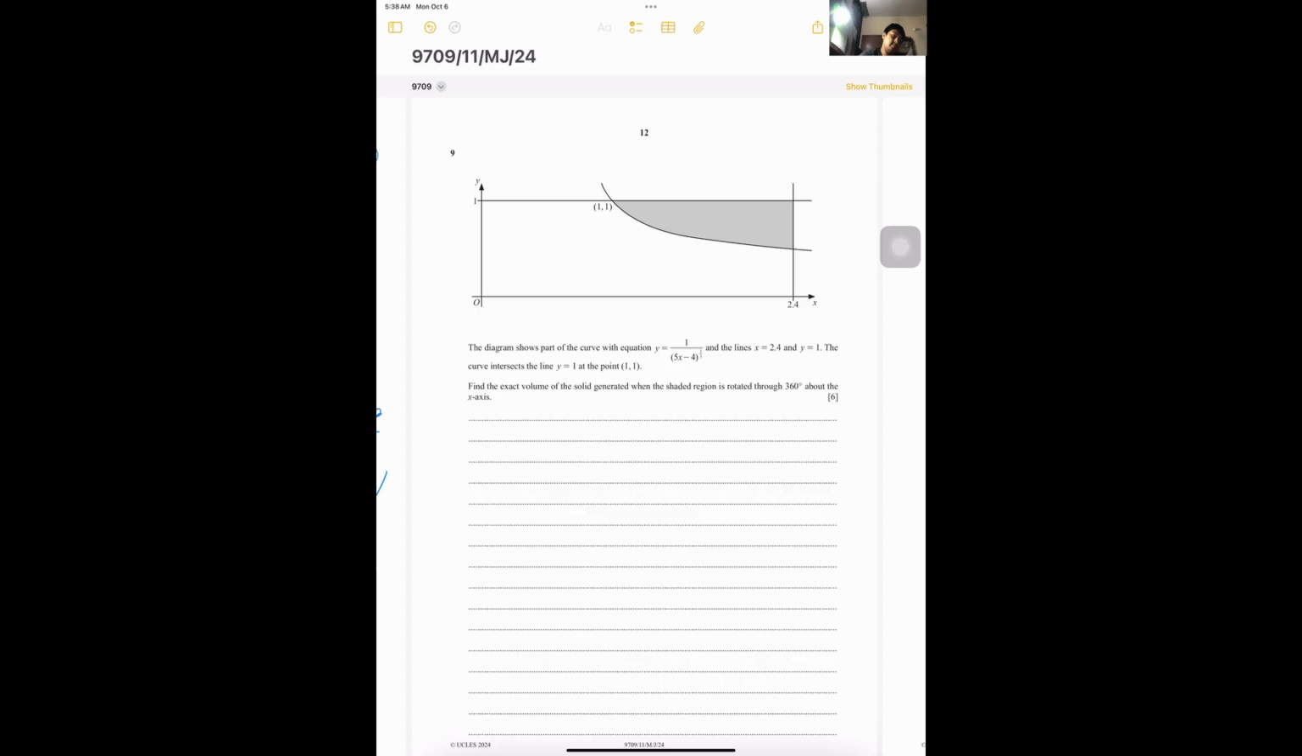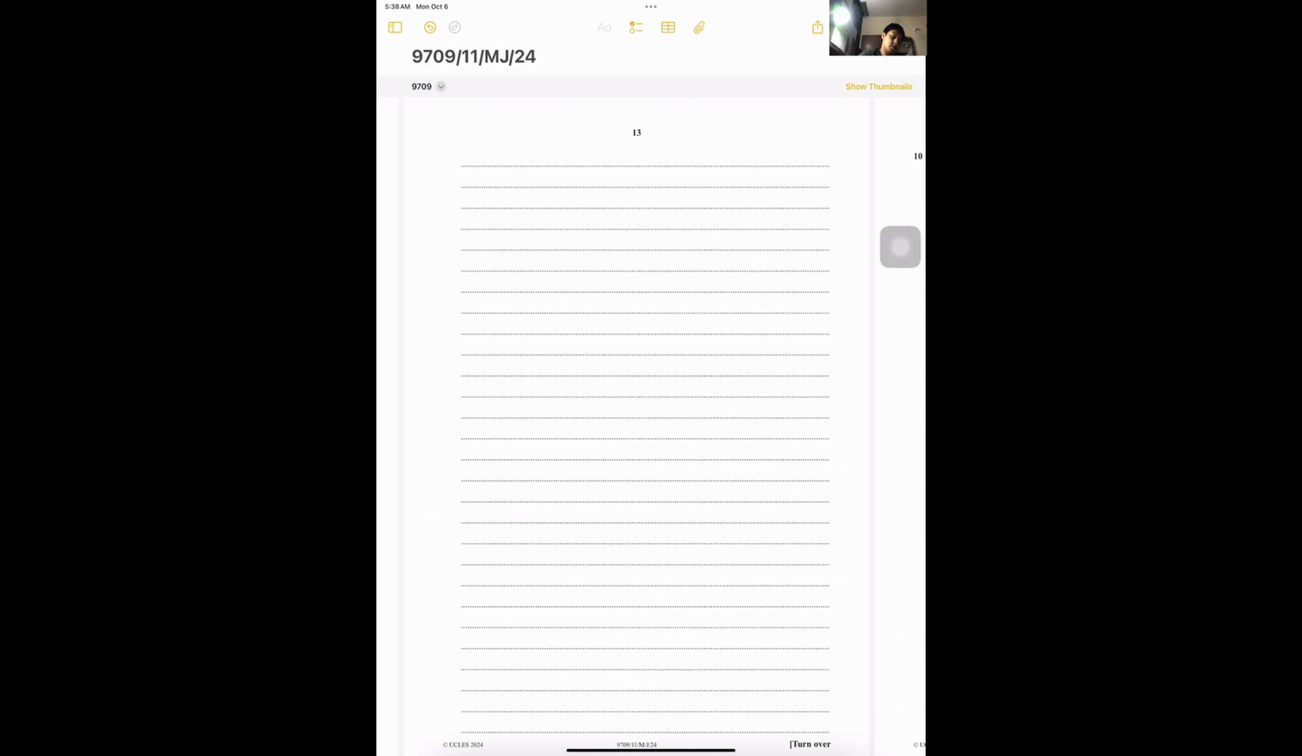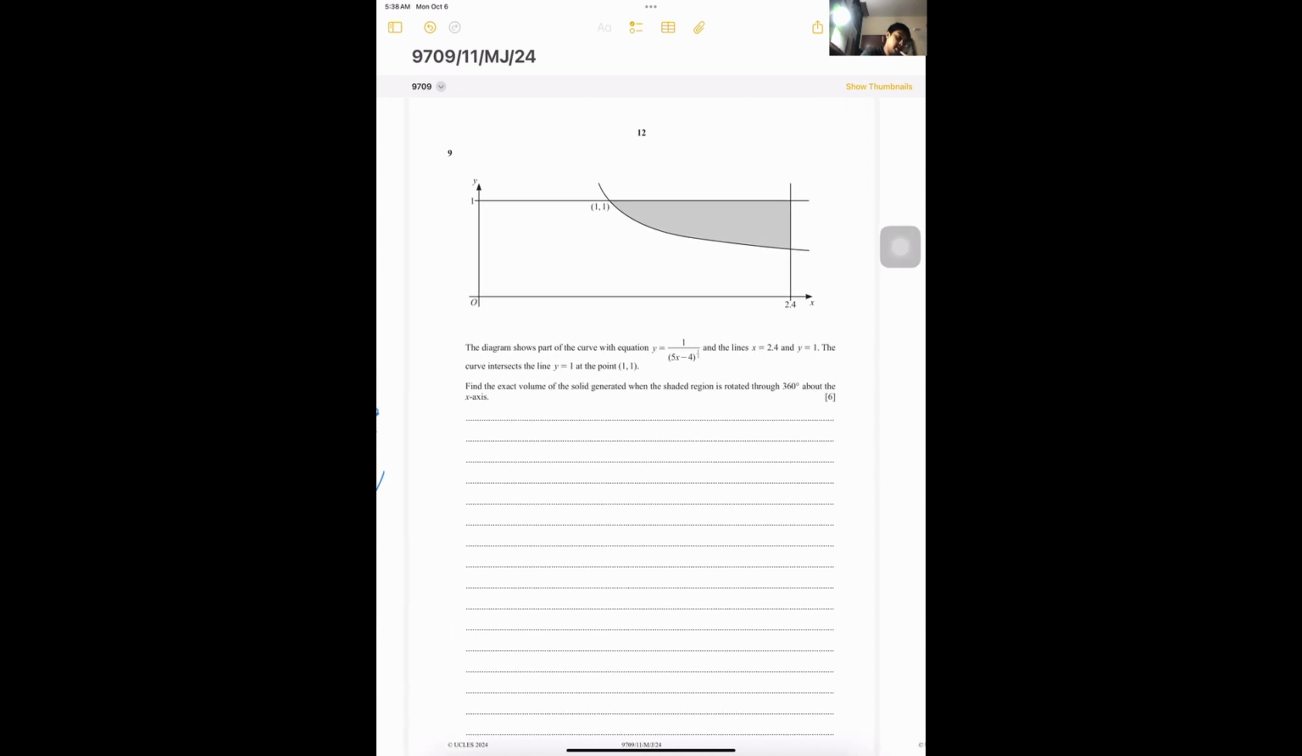Okay, question 9, then 10, 11. Question 9. The diagram shows part of the curve with equation this and the lines this and this. We can see the lines. The curve intersects the line y equal to 1 at 1, 1. You can see that too. Find the exact volume of the solid generated when the shaded region is rotated through 360 degrees about the x-axis.